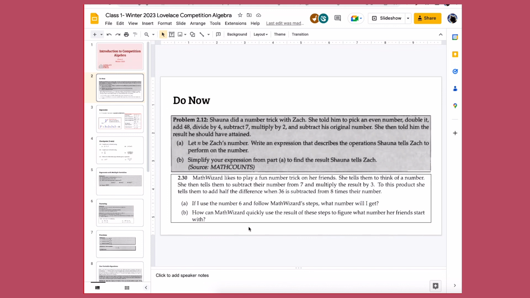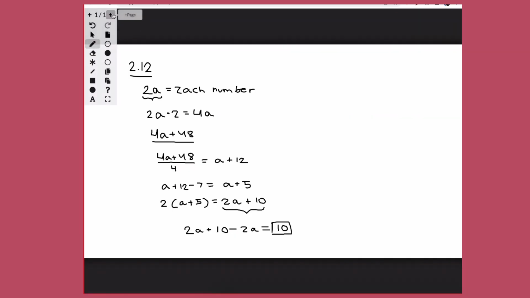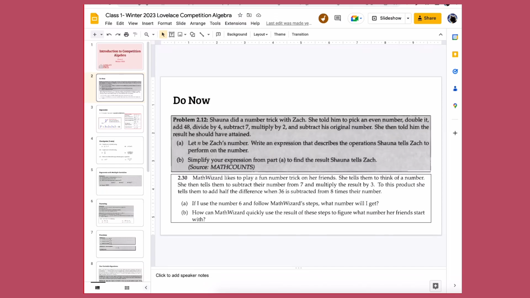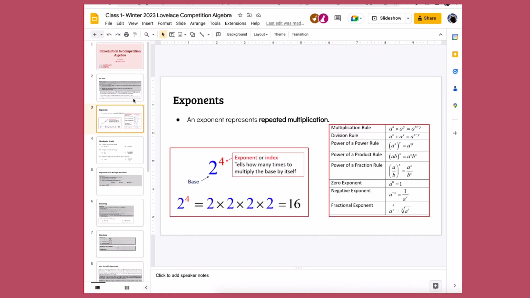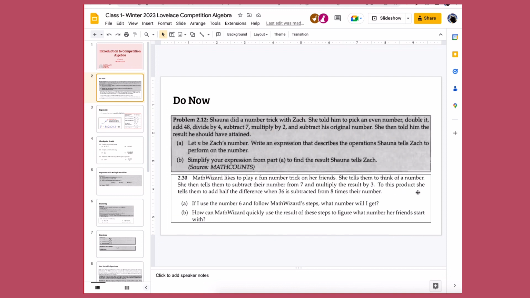Next, let's do 2.30. Now this is basically the same type of problem. Let's say the friend picks the number a, which is equal to the friend's number. She then tells them to subtract their number from 7. So you should get 7 minus a.